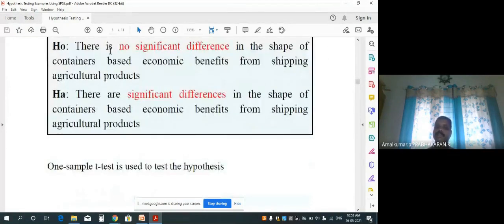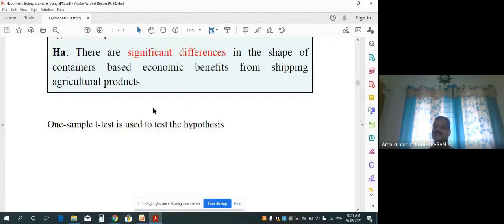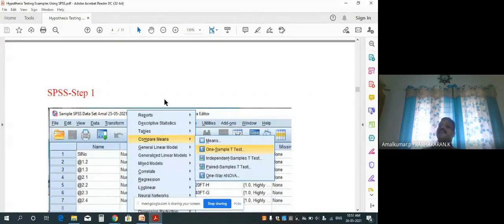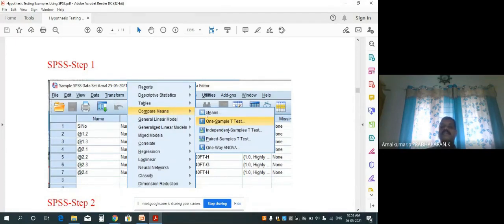Based on this hypothesis, the researcher selected a statistical tool, and the tool is the one sample t-test. One sample t-test is used for testing the hypothesis. After moving the Excel entry data into the SPSS data set, he goes to analyze, compare means, and selects the one sample t-test.